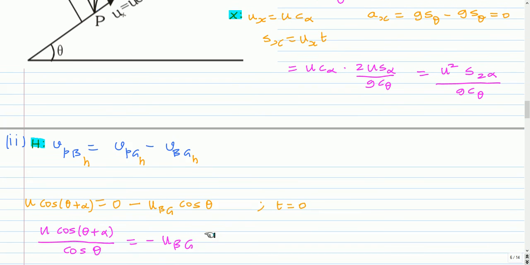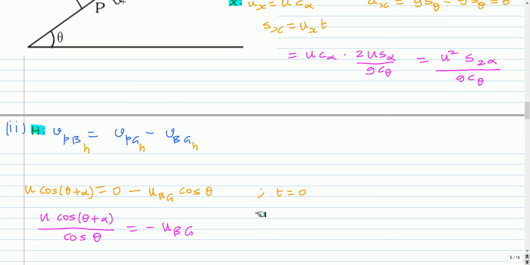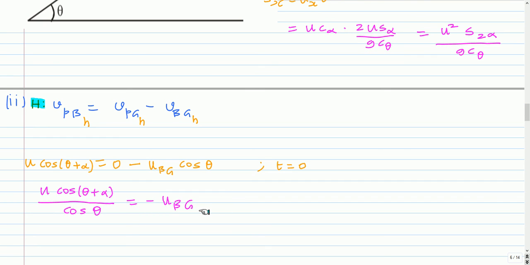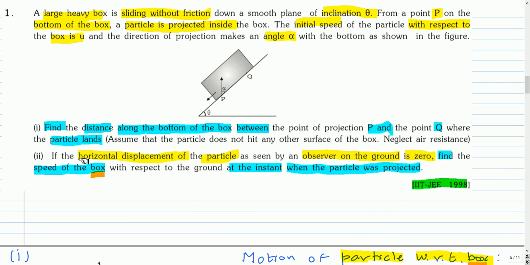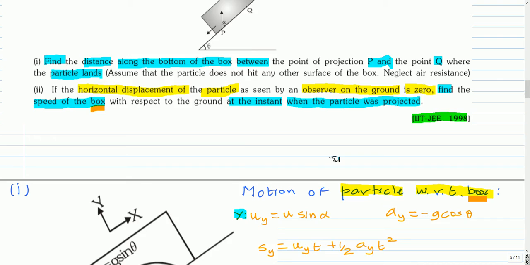Let's call it ubg, and the component of it is ubg cos theta. Let's take the initial condition, so the velocity is u. So from this we get the velocity of the box with respect to ground as u cos of theta plus alpha divided by cos theta. Then this is what has been asked in the question. If the horizontal displacement of the particle as seen by the observer on the ground is 0, that means the horizontal displacement of the particle with respect to the ground is 0 all the time.